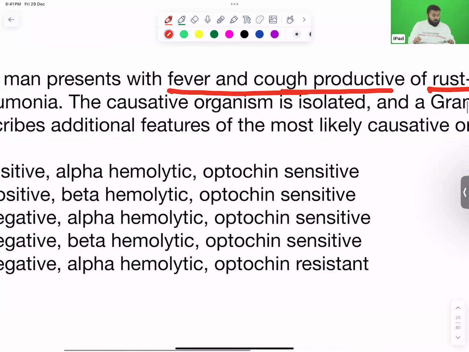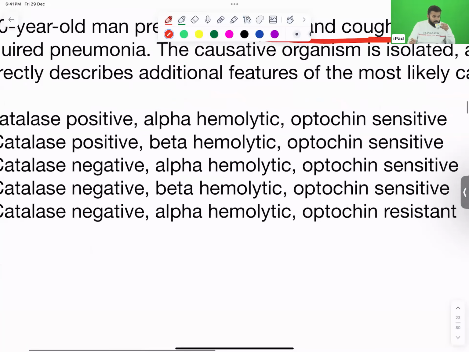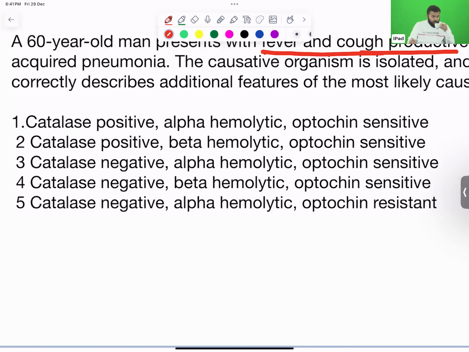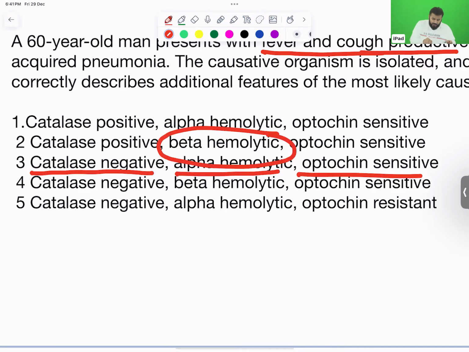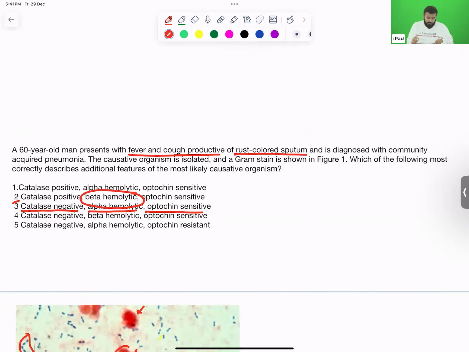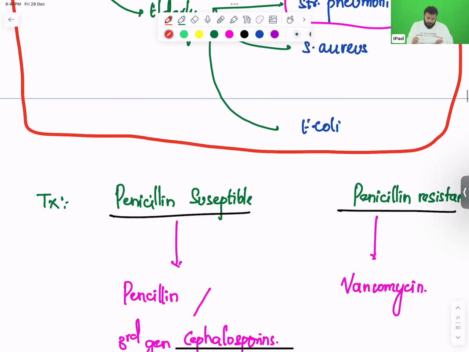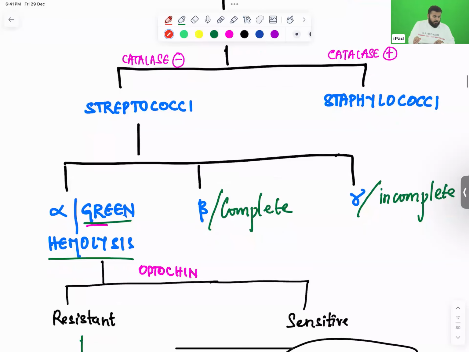Tell me the answer now. What will be the answer? Everyone. Very good. Only Anand Prakash is answering. Nidhi Jain, very good. What will be the answer? Answer 3: catalase negative, alpha hemolytic, optochin sensitive. You are telling it is option 2, but not beta hemolytic. Look, it is alpha hemolysis, okay?